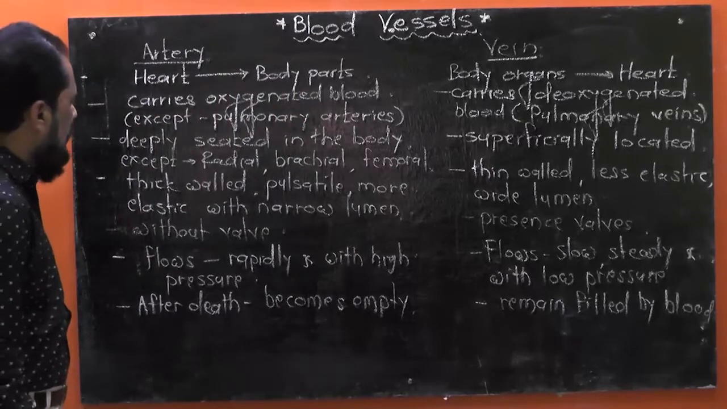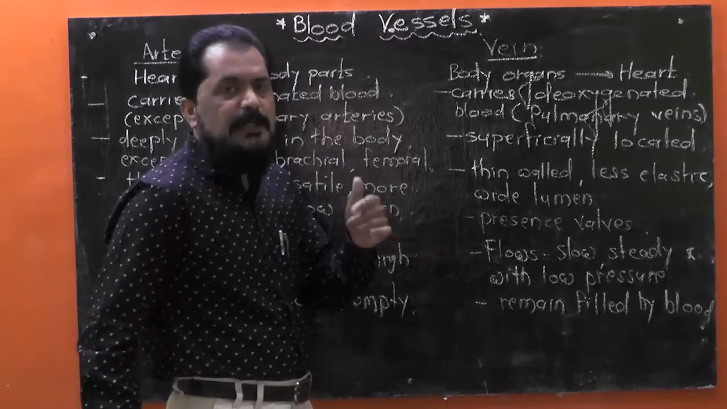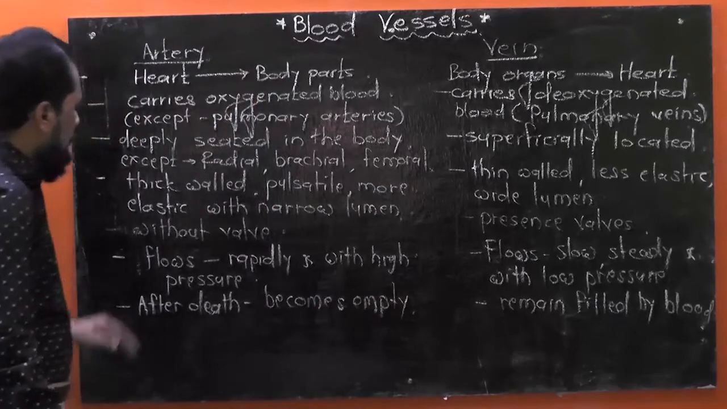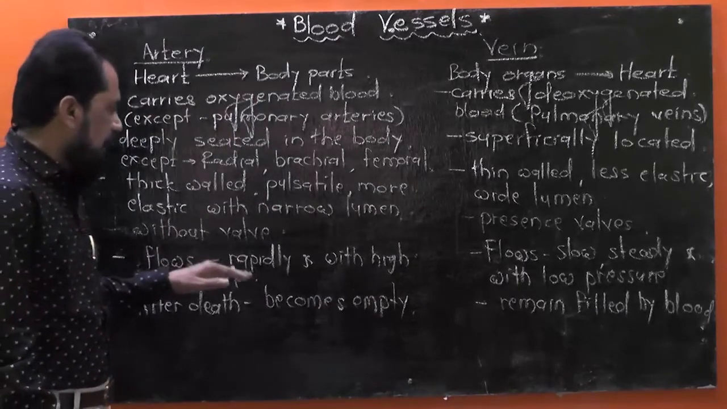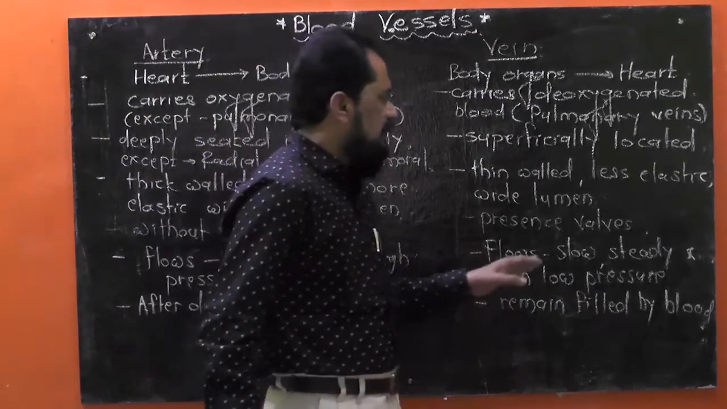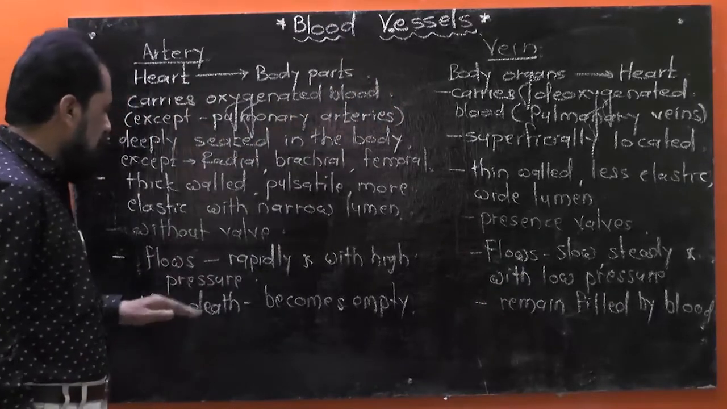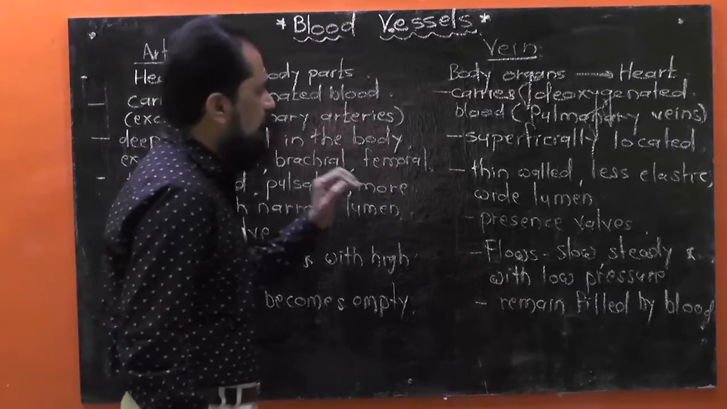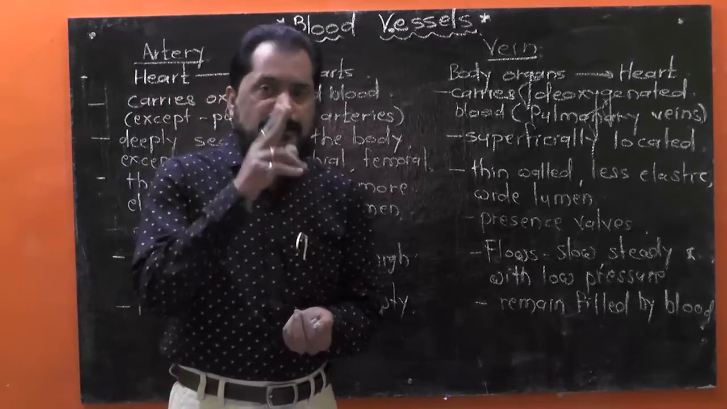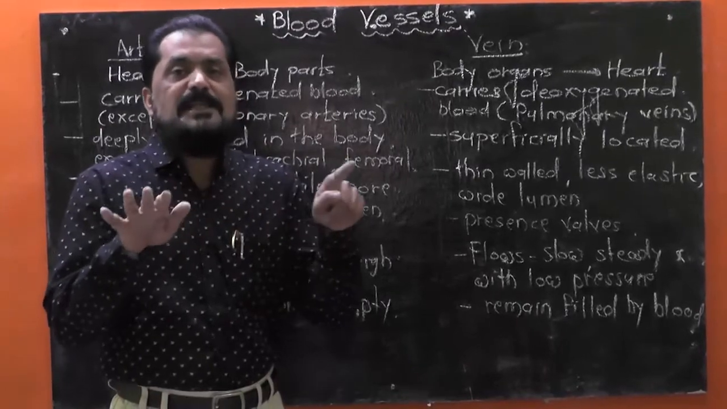The arteries are without valves, while the veins show valves at regular interval to prevent the reverse flow, backflow of blood. In arteries, the blood flows rapidly and with high pressure, while in veins the flow of blood is slow, steady with low pressure. After death, the arteries become empty, while the veins remain filled by means of blood. Also, if we cut the artery, then its circular shape remains as it is.